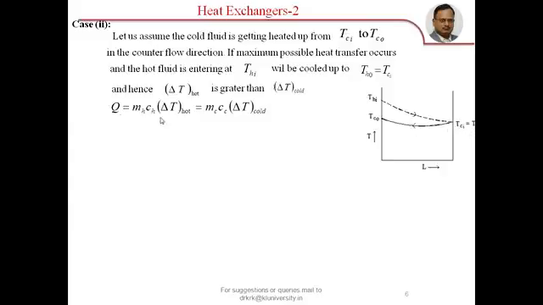Now again, if you write Q equal to MHCH delta T hot and MCCC delta T cold, from this figure you can observe that the temperature rise of cold fluid from TCI to TCO is very small, whereas the temperature drop of hot fluid, THI to THO, is large. So delta T of hot fluid is larger than delta T of cold fluid. Hence, because delta T of hot fluid is high, the heat capacity of the hot fluid will be the minimum heat capacity. You can also write this as Q equal to CH delta T hot equal to CC delta T cold.